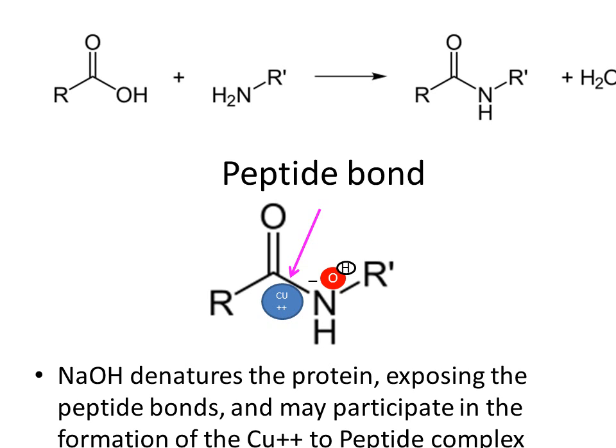But again, we need sodium hydroxide for the other purpose as well, and this is the one that you want to be writing down when there's a question. Sodium hydroxide denatures the protein such that there's not a whole big mess of other amino acids blocking access of the copper to this bond right here.